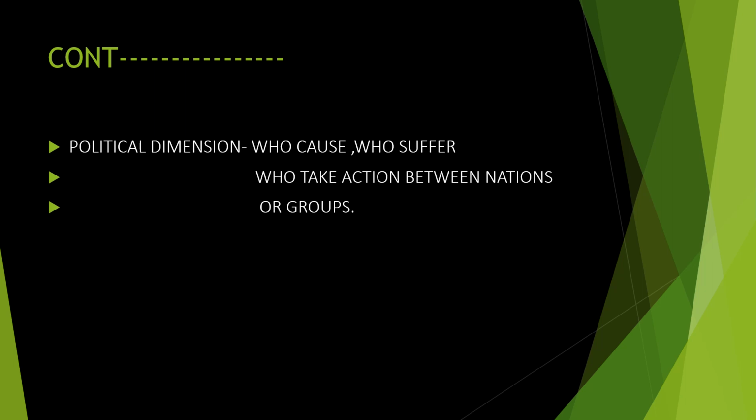So I told you there are three types of dimensions. One is the social dimension, that is, society has to decide. Next is the economic dimension, because if the resources of one area are destroyed, then the economic level of that country or place is getting destroyed. The political dimension is who is causing the problem, who has to suffer, who has to be punished, and who will take the actions. All those things we have to discuss at length.